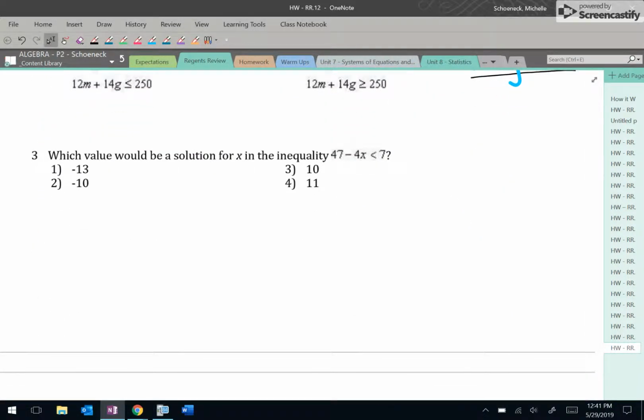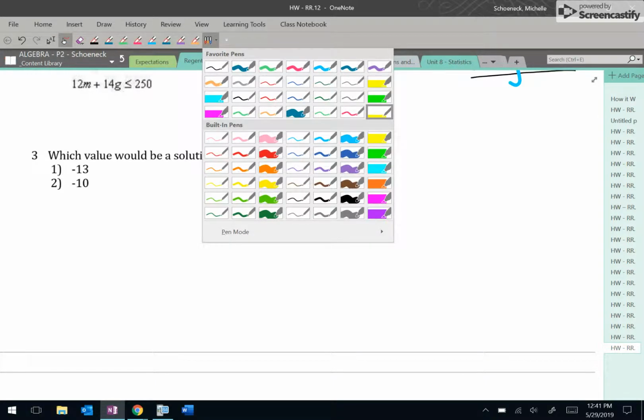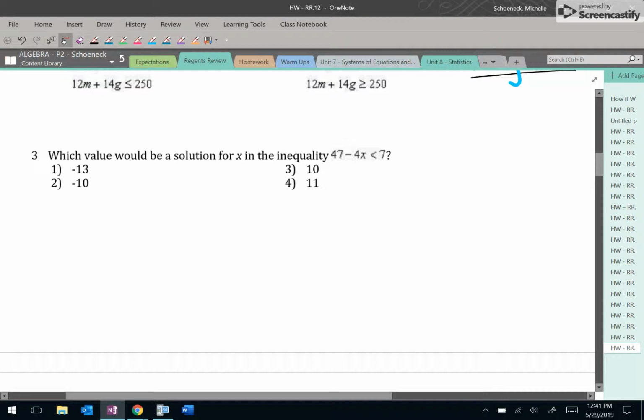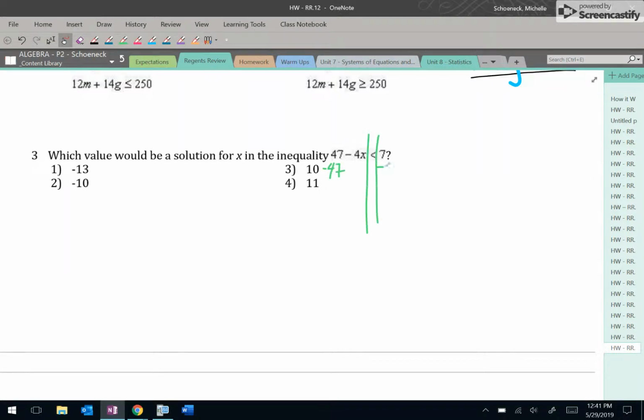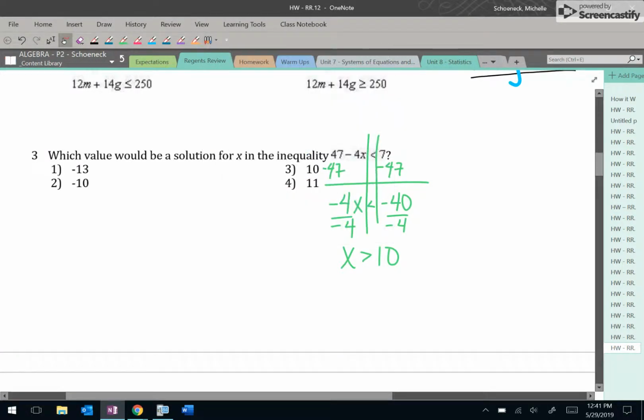Number 3, which value would be a solution for x in the inequality? All right. So we have to solve this. First, I'm going to subtract 47 on both sides. I have negative 4x is less than, and this is going to give me negative 40. Divide both sides by negative 4. When we divide by a negative, we flip the sign. So x has to be greater than 10. It cannot equal 10. So our answer choice is 4.